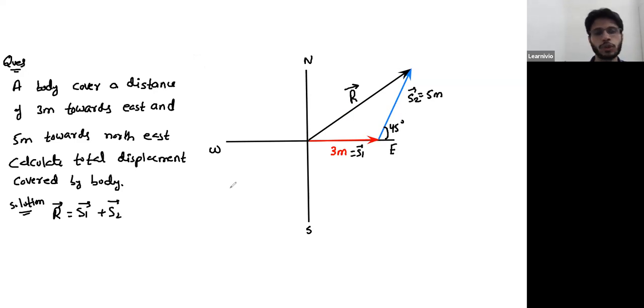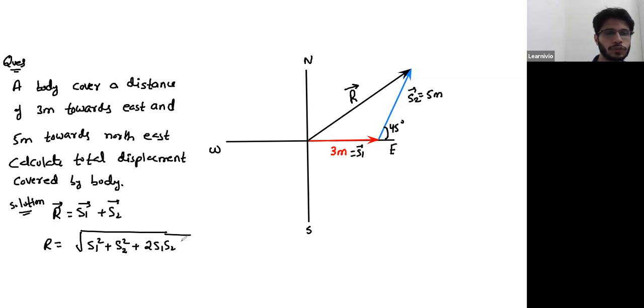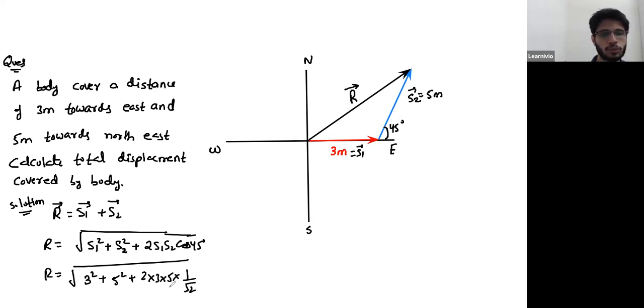Angle between S1 and S2 is 45 degrees. So simply write R as root over S1 square plus S2 square plus 2 S1 S2 cos 45 degrees. If I substitute the values, S1 is 3, so it's 3 square. S2 is 5, so it's 5 square. It's 2 into 3 into 5 into cos 45, which is 1 by root 2. So this root 2 will cancel, this 2 is left with root 2 only.